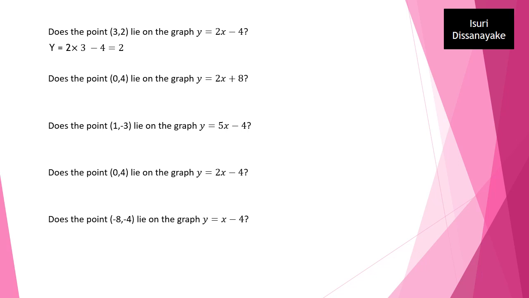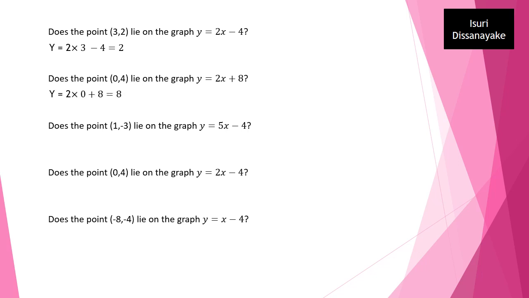So the first one is, does the point (3, 2) lie on the graph y equals 2x minus 4? You can see that y equals 2 times 3, the x value is the input. 2 times 3 is 6 minus 4, it is 2. So the output is 2. Yes, the point (3, 2) lies on the graph.